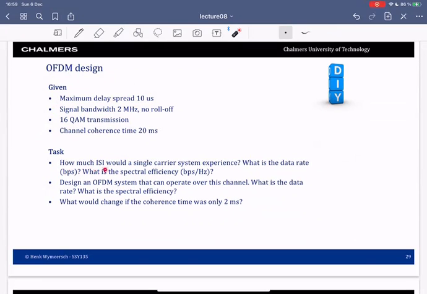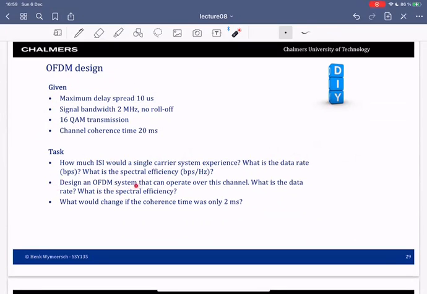The first question relates to when you use single carrier transmission. So you just send very short pulses, with this 2 megahertz bandwidth. And the question is, how much intersymbol interference would you have? What is the data rate of your transmission, and what is the spectral efficiency? That's just the rate over the bandwidth.